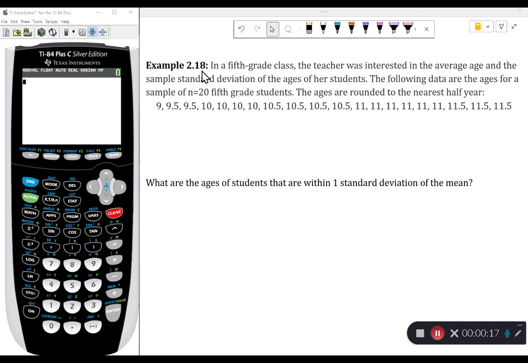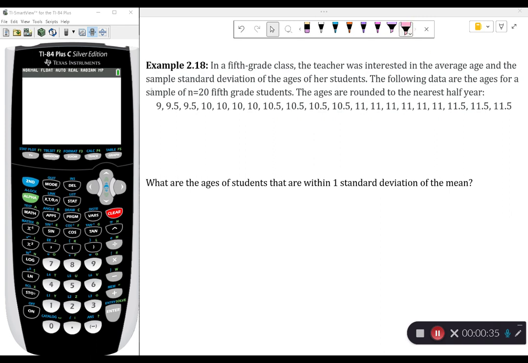It says, in a 5th grade class, the teacher was interested in the average age and the sample standard deviation of the ages of her students. The following data are the ages for a sample of n equals 20 5th grade students. The ages are rounded to the nearest half year.